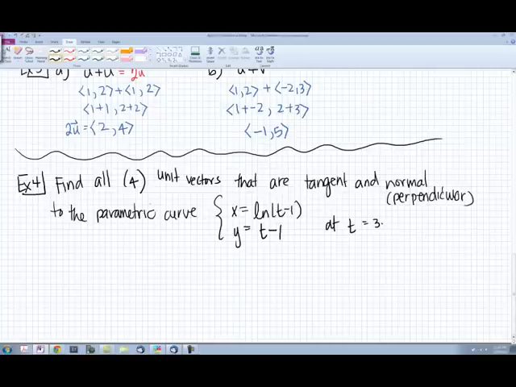Okay, so do you guys know what this looks like? What is this in rectangular form? What would this be if we eliminated the parameter? Remember, you want to substitute one into the other, so this is really x equals ln of y, or y equals e to the x power. This is the exponential function.